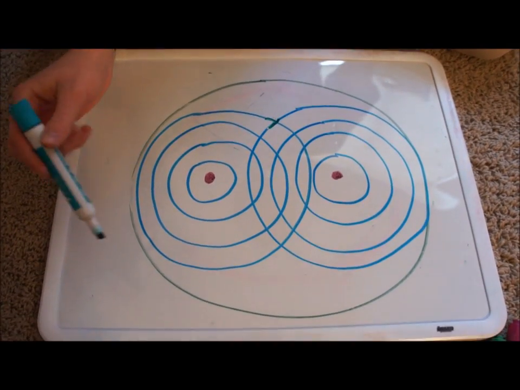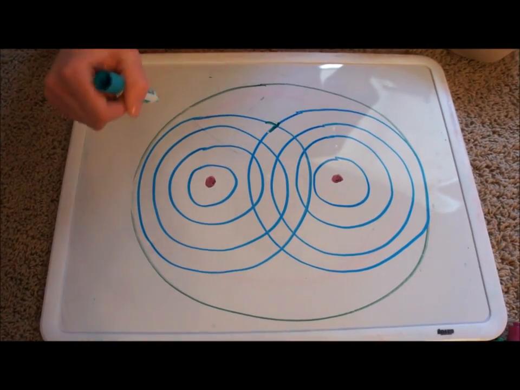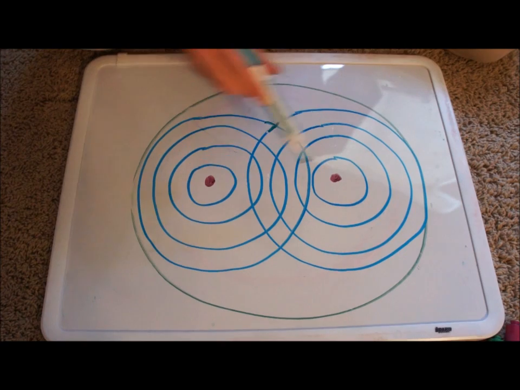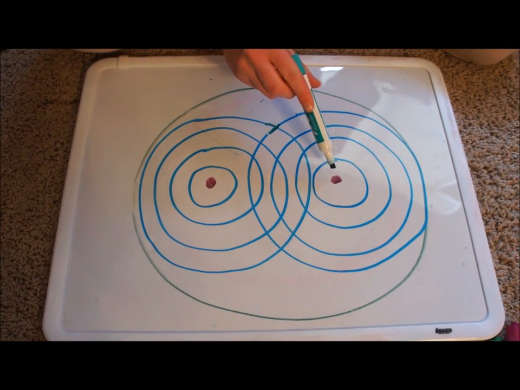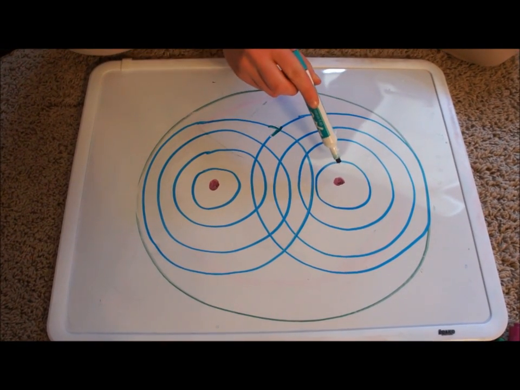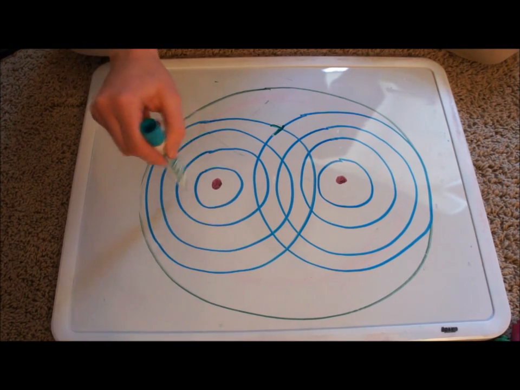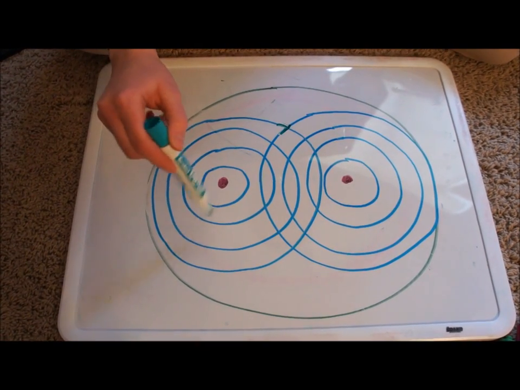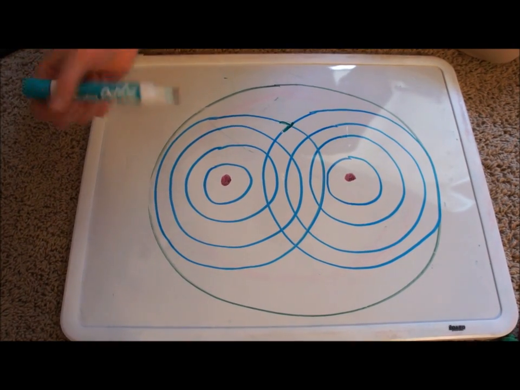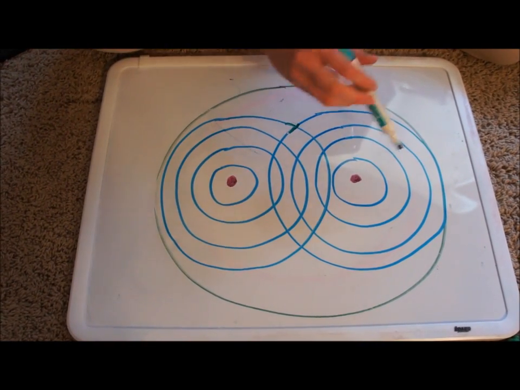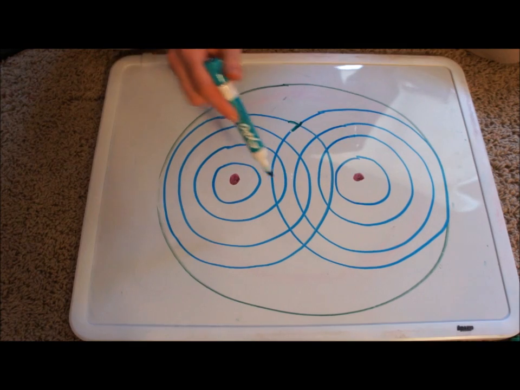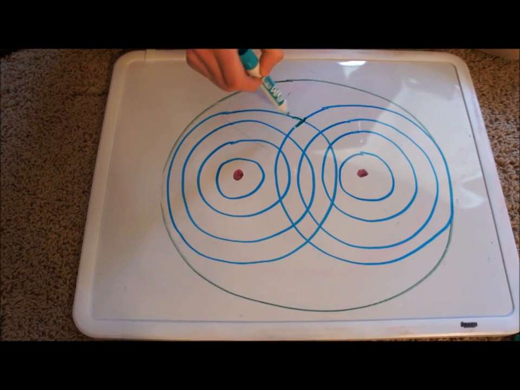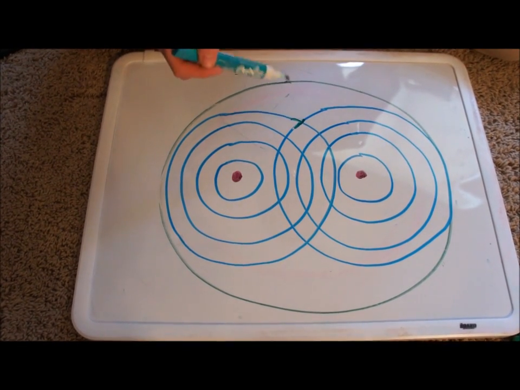So here we have drawn out what the demonstration that we just did with the pan. These two dots represent the coins that we dropped into the pan, which are the sources of the waves. We have the waves drawn out, the lines being the crests of the waves and the spaces in between being the troughs. The waves go out in all directions from both sources, and here in the middle we can show the interference between the two waves.